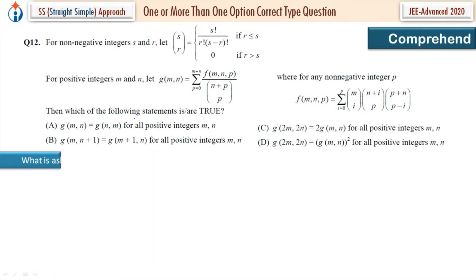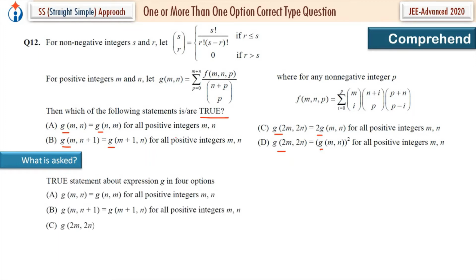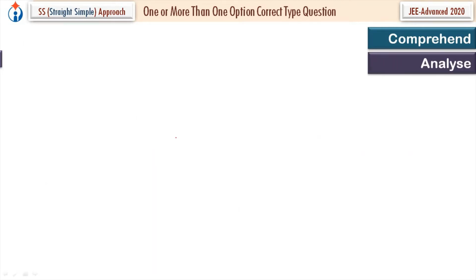Now what is asked? Which statement is true? If I look at the four options, everywhere it is an expression of g. About that, some relation is given for different values of m, n, or n, m, or m plus 1, n plus 1. So we have to check the truth of these four options. All right, let's go ahead.